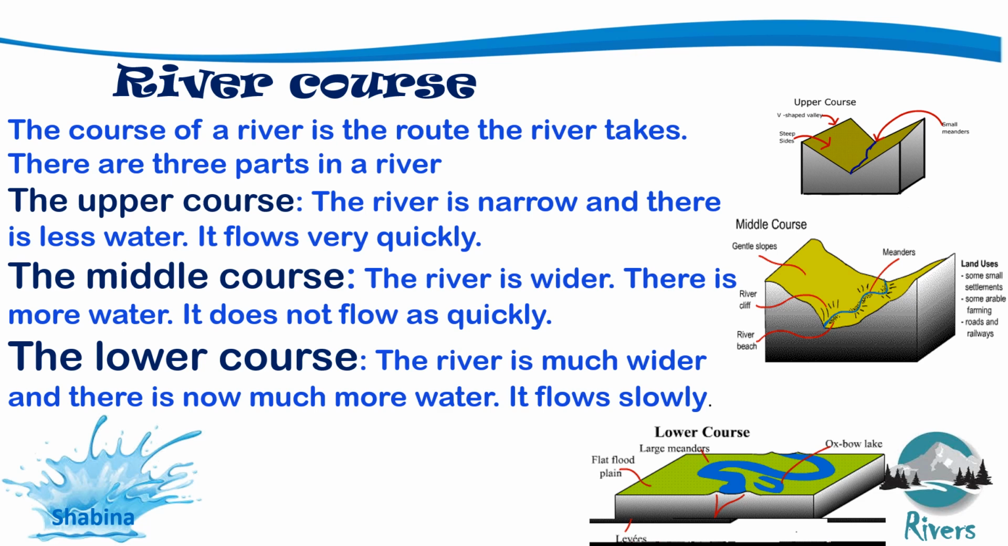So, now we will discuss river course. When a river moves from the source to the ocean or sea, it is divided in 3 stages. The course of a river is the route that the river takes. There are 3 parts of the river.